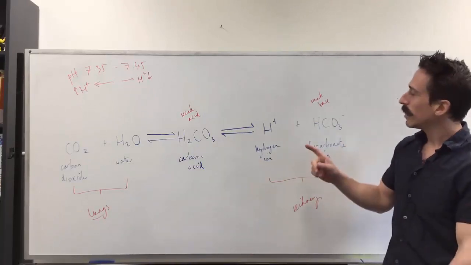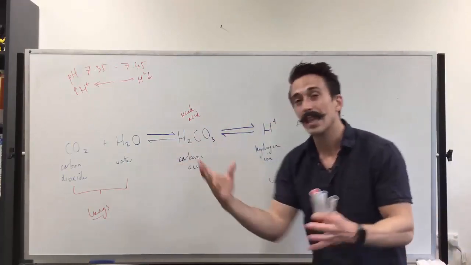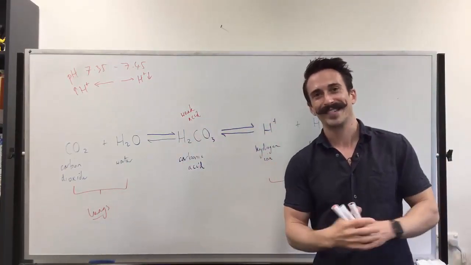And you can also see if we don't have enough hydrogen ions, it goes in this direction. If we have too many, it goes in this. And this is the bicarbonate buffering system.